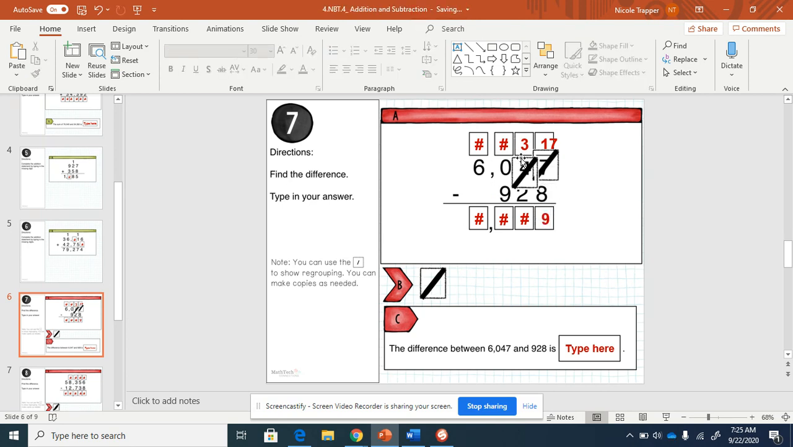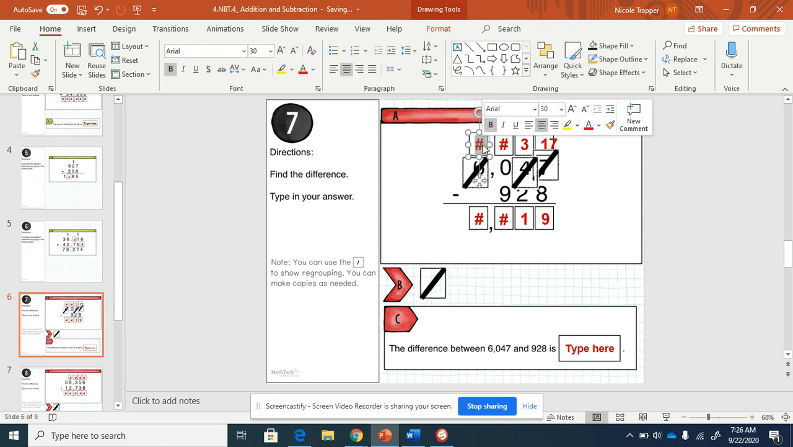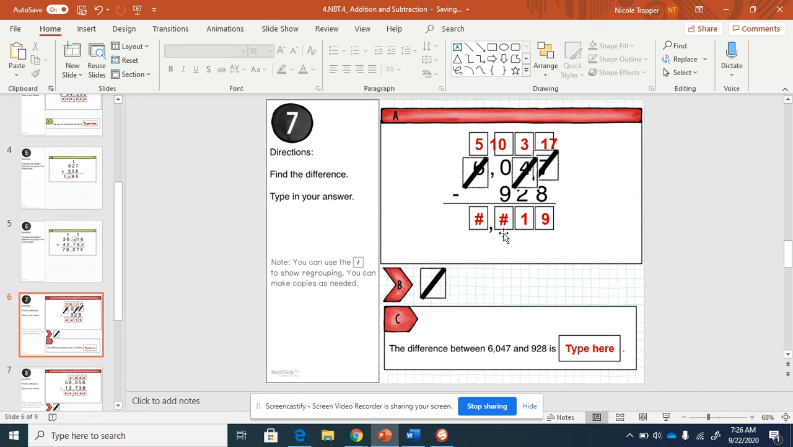Next, 3 minus 2 is 1. 0 minus 9, I can't do that either, so I need to cross out my 6. If I'm taking one of the thousands away, I now have 5,000. And then I will have 10 hundreds, which is equal to 1,000. Okay? 10 minus 9 is 1, and 5 minus 0 is 5. So my answer is 5,119.